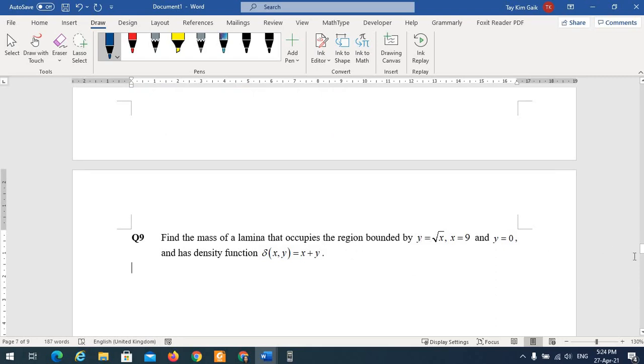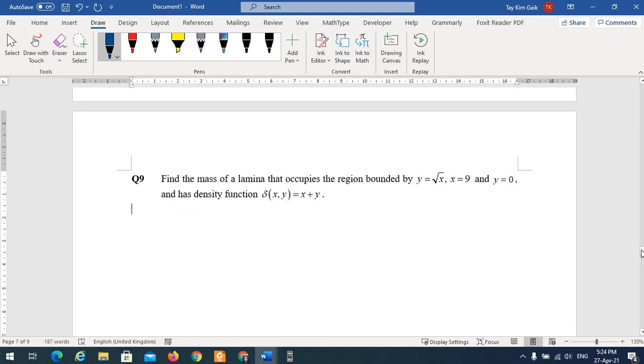We sketch the region first, and then I give you here the mass of lamina. Lamina is actually a thin sheet. This lamina is in 2D. So lamina is a very thin sheet. In this case, lamina in 2D, so lamina only consists of area without volume.